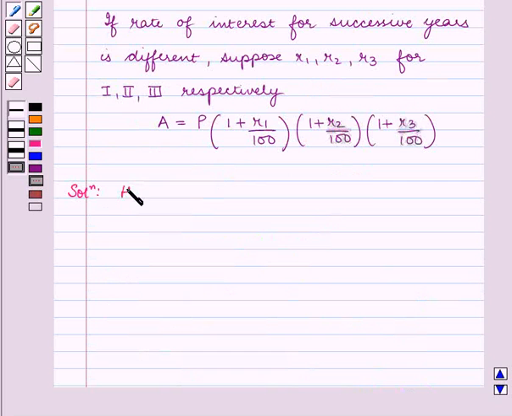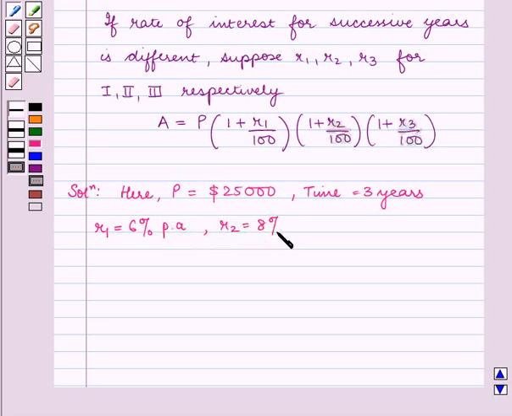So here, the principal P is equal to $25,000, time is equal to 3 years, and the rate of interest R1 is equal to 6% for the first year, R2 is equal to 8% for the second year and R3 is equal to 10% for the third year.